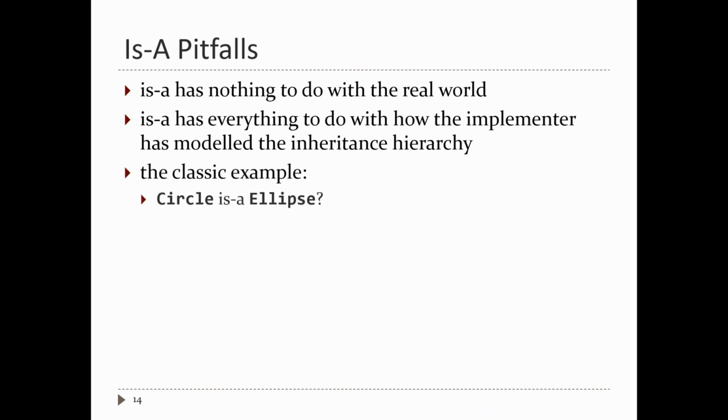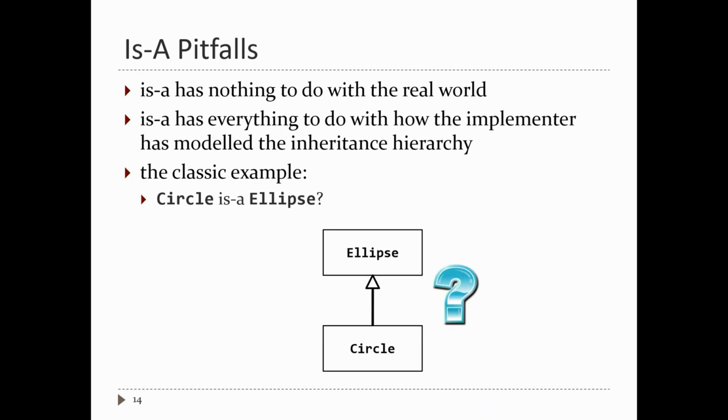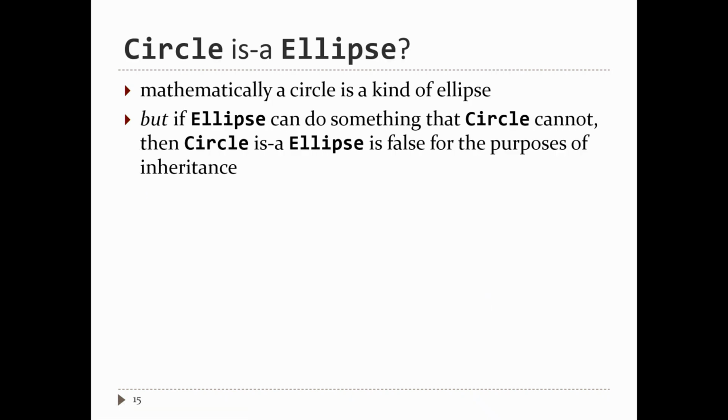And so the classic example of this problem is a circle and an ellipse. Mathematically, the answer is yes, a circle is an ellipse. The question is, if you need a class ellipse and a class circle, can you implement circle by inheriting from ellipse, or by extending the ellipse class? So that's the big question. And unfortunately for you guys, the answer is maybe. It's not yes or no. So mathematically, a circle is a kind of ellipse.